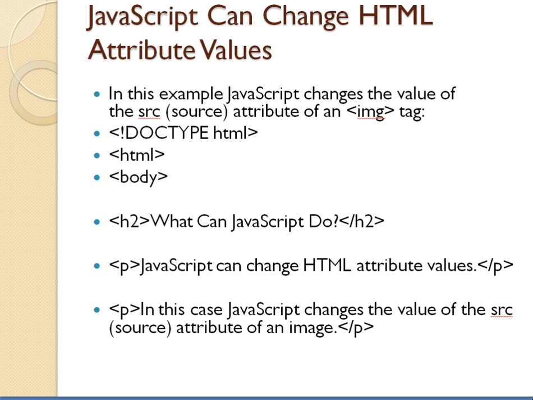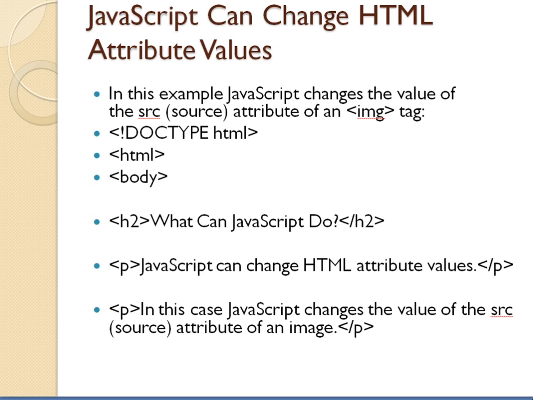Then comes the next thing, which says JavaScript can change HTML attribute values. So it can also change the values of HTML attributes. In this, JavaScript changes the value of src. src is a short form for the source attribute of an image tag. So doctype HTML, HTML tag open, body, H2: What can JavaScript do? Paragraph: JavaScript can change HTML attribute values.